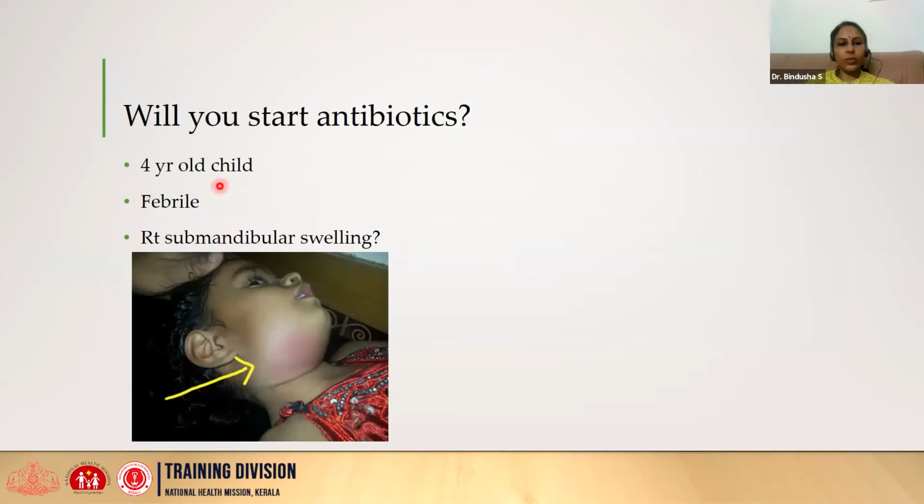This is a 4-year-old child who is febrile and has right submandibular swelling. As seen in the picture, we can see that the child is having erythema in the submandibular region. And on examination, the child is also having tenderness and local rise of temperature. Should we start antibiotic? Yes, we have to start antibiotic. Why? Because this is a clinically bacterial infection.